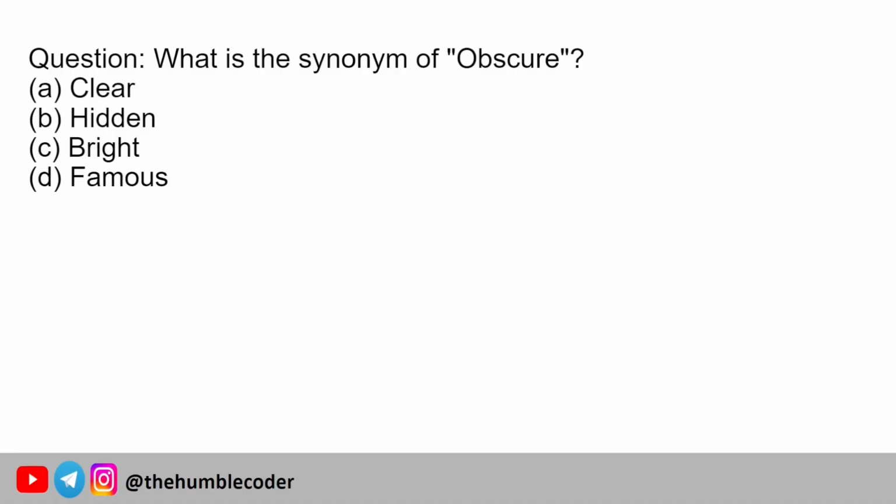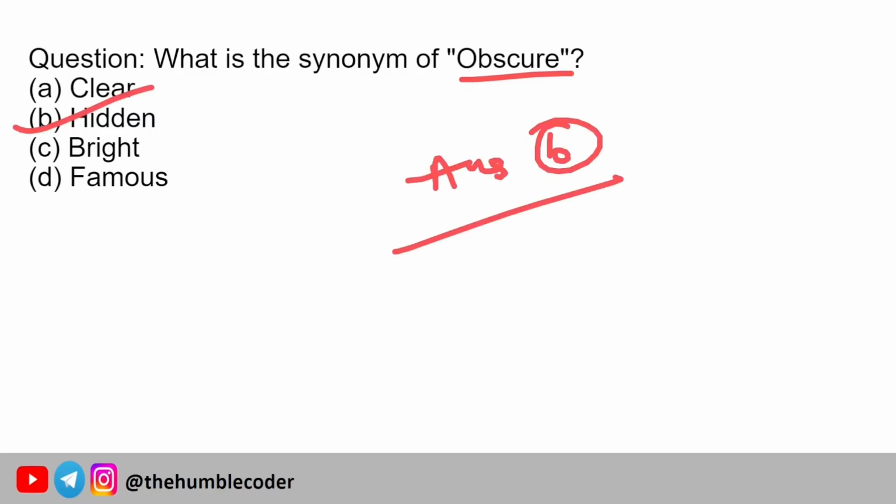What is the synonym of obscure? We have 4 options: clear, hidden, bright, and famous. Obscure means something which is not very clear, or which is kind of hidden. So the correct answer for this question will be hidden. That is option number B. Moving on to the next question.